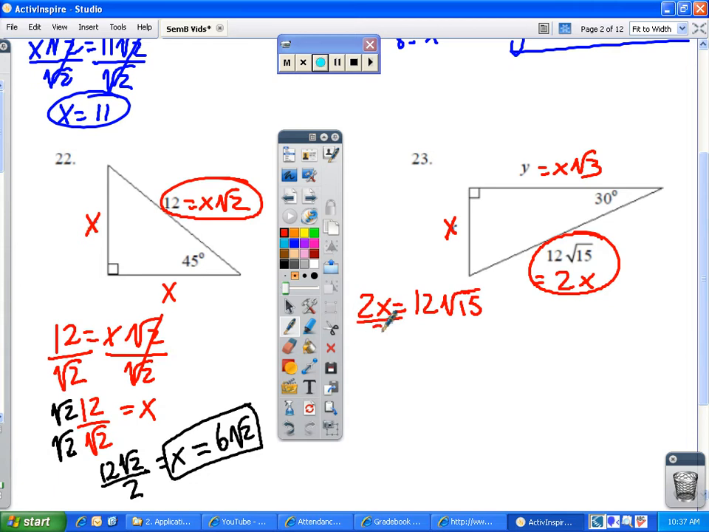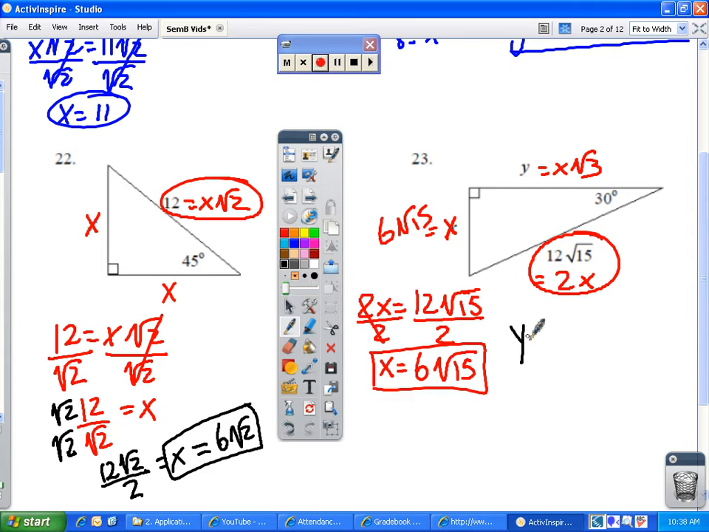If I want to get x by itself, I divide by the 2 that's with it. And if I divide by 2, 12 divided by 2 is 6 root 15. That's what x is. It's not pretty, but that's possible. Okay, moving on to y, which is right here on top of that triangle. Y we said is equal to x times root 3. And since x is 6 root 15, we're going to multiply that by root 3.